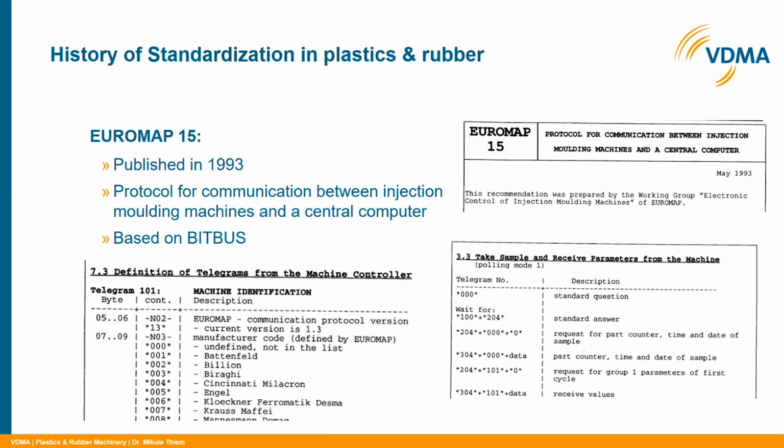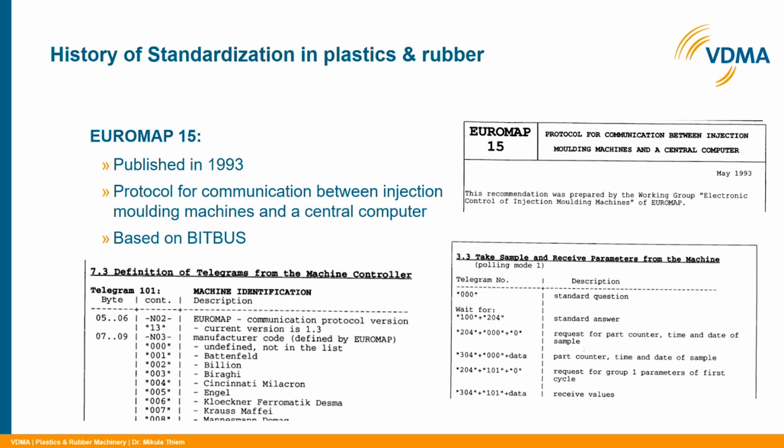This is based on bit bus. But the parameters which were communicated with this specification are similar to the parameters you will find today in OPC UA. So you have the machine identification with the manufacturer name, for example, and process values like parts counter and cycle values.